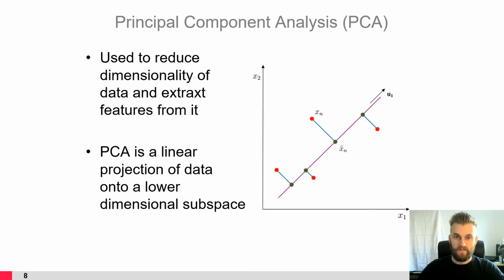An important method which was used in this thesis is principal component analysis. PCA is used to reduce dimensionality of data and extract features from it. It is a linear projection of data onto a lower dimensional subspace where the average projection cost is minimized. The original 2D data, here marked as red dots, is projected onto the lower dimensional 1D subspace, indicated by the magenta line. The average projection cost is indicated by the blue lines and is defined as the mean square distance between 2 points.